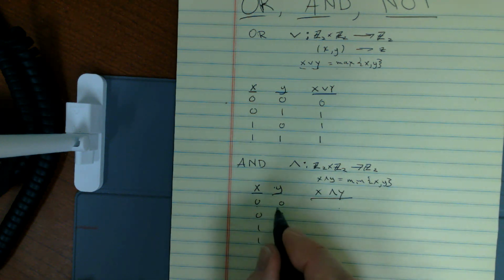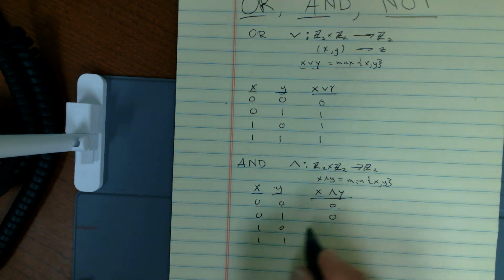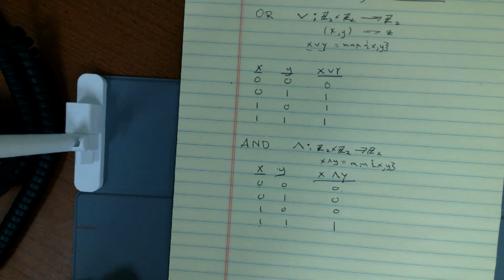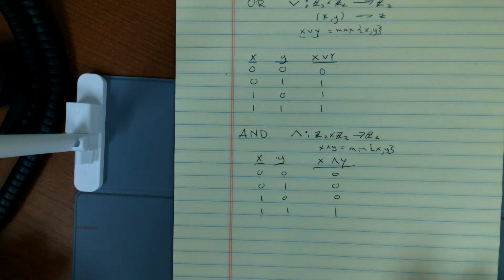And so the minimum of 0 and 0 is 0, minimum of 0 and 1 is 0, minimum of 1 and 0 is 0, minimum of 1 and 1 is 1. Okay, so that's the theoretical follow-up of that.